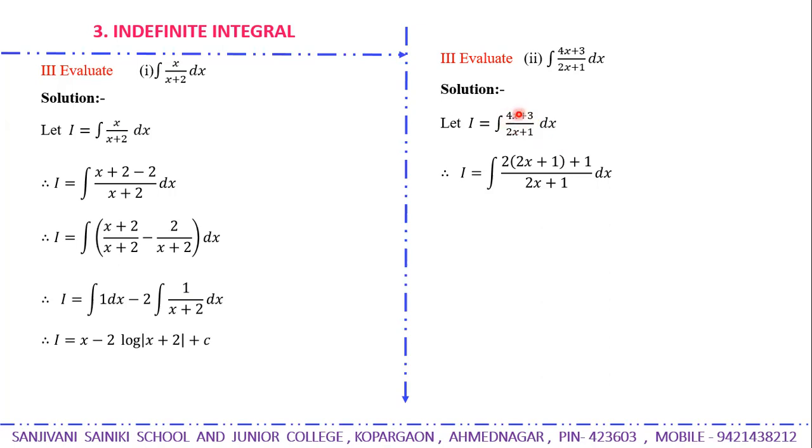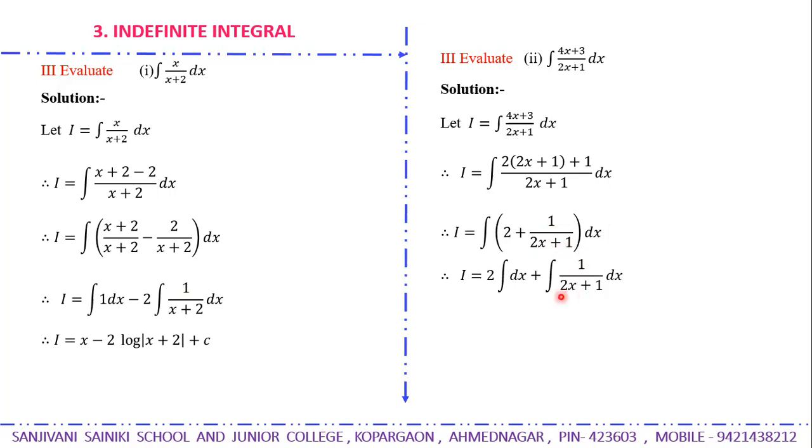Here is 4x and we want 2x. Here is 3 and we want only 1, so I can write this 3 as 2 plus 1, and then I will take 2 common from this 4x and 2. So 2 times 2x plus 1 plus 1. If we simplify this, you will get 4x plus 3. Now divide this numerator by this 2x plus 1. Then take the integral separately, integral of 2 plus integral of 1 upon 2x plus 1.